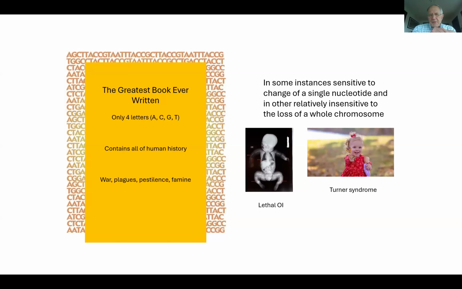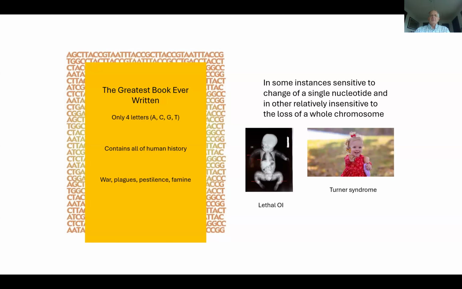I like to start when I talk about genetics and testing with this slide, which is a representation of a very small part of the genome, the letters in the background, which I think is really the greatest book ever written. And you can always get a bunch of pushback about that. But it's a remarkable book in the sense that it's written with 4 letters, A, C, G, and T. And it really contains all of human history, with the history of wars, plagues, pestilence, famine, and everything else included in that background, with lots and lots of things having happened.